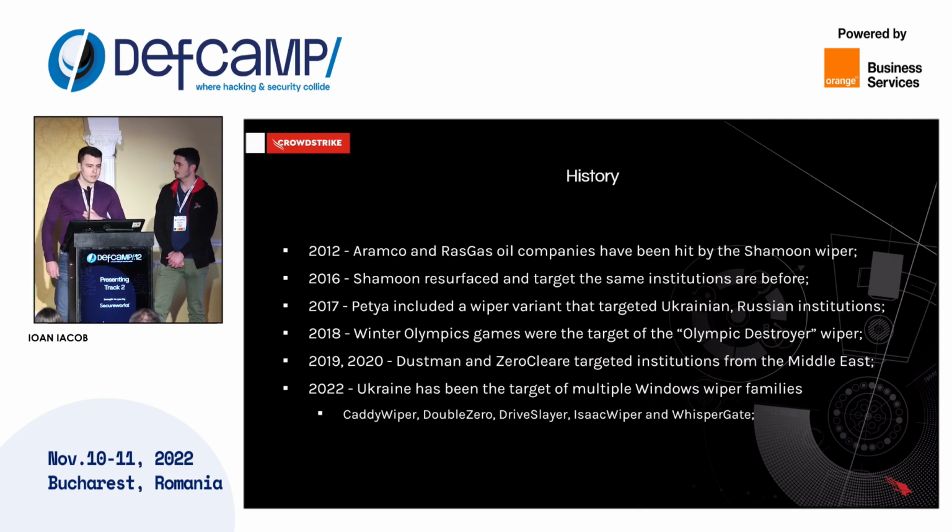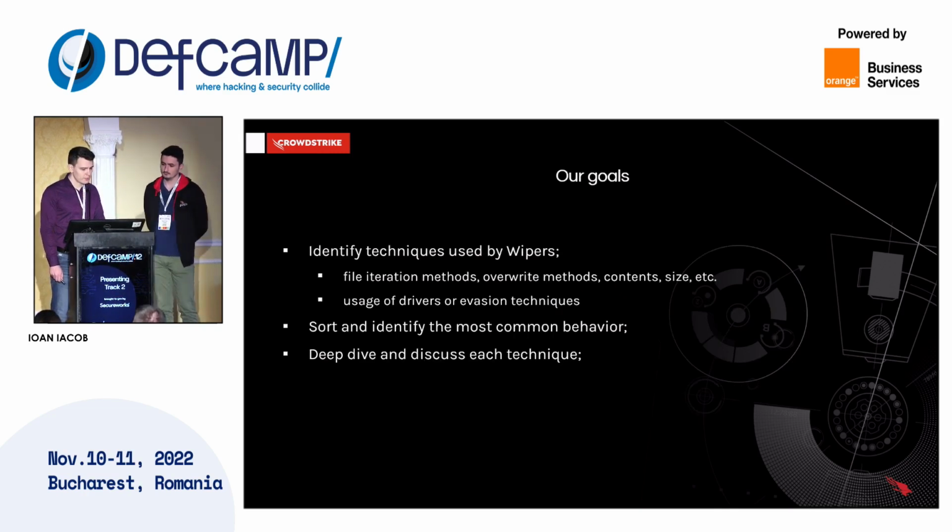To give you some history, we started analyzing wipers from back in 2012 with Aramco and Rasgas being targeted by Shamoon, and all of the following years have various types of wipers targeting various companies, and this year in Ukraine we've seen 6 or so wiper families targeting Ukraine alone. So that's why we got interested in doing a presentation on this.